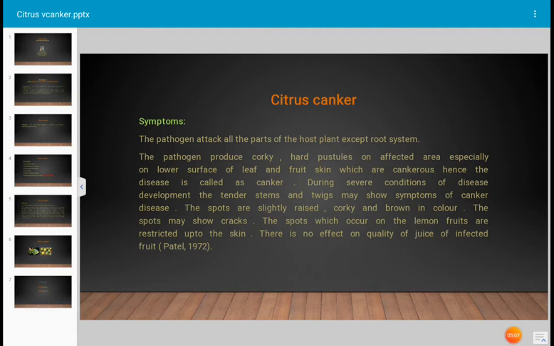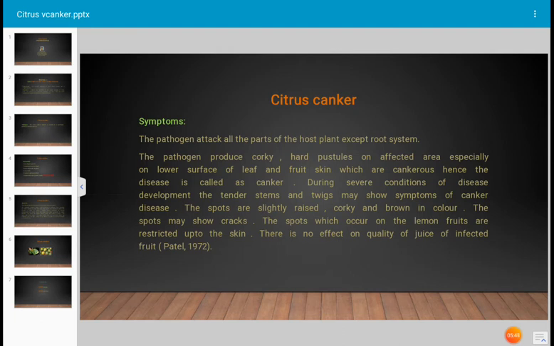Those corky spots are described as cankerous spots. Hence, the disease is named canker disease. And during severe conditions, tender stems and even twigs may show symptoms of canker disease. The symptoms are slightly raised, brown in color, cork-like, and the spots show cracks. All the mature spots get cracked. This is a specific characteristic feature of the canker disease.